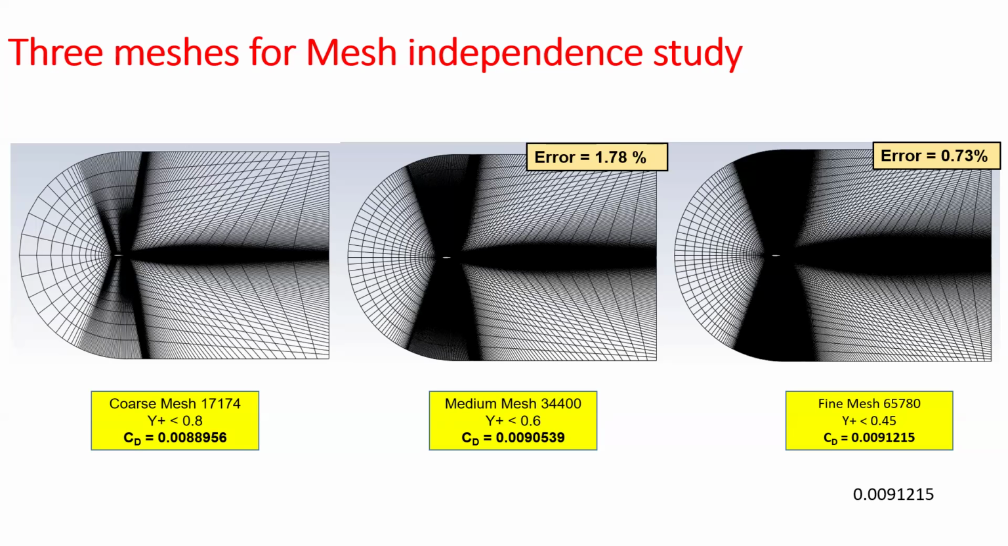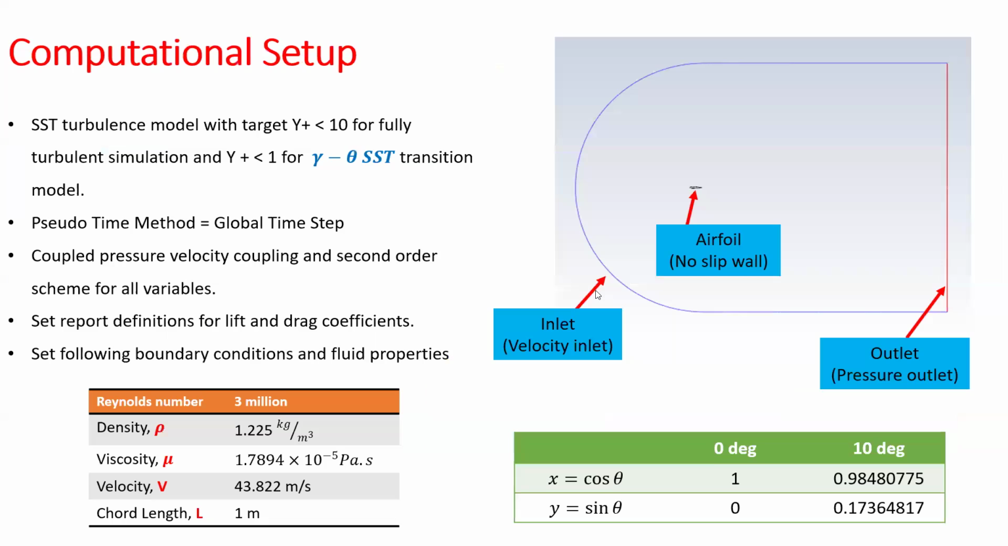But I chose the medium mesh, because the medium mesh and the fine mesh, mesh number 2 and mesh number 3, are giving us an error of less than 1%. So I will be choosing the medium mesh because both of them are giving the same results.